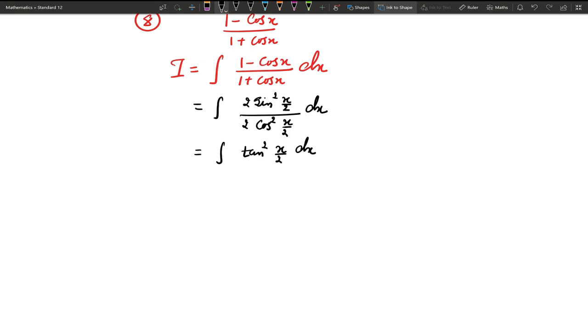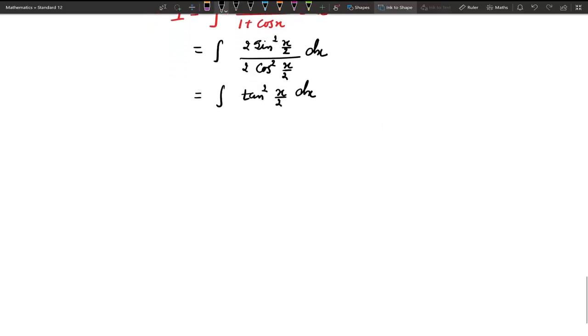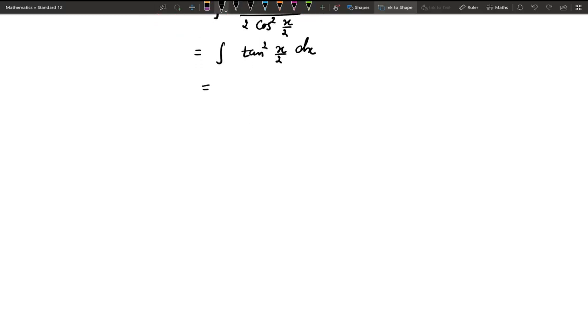Separately we have already discussed how to integrate this. So for tan squared we have to remove the power. So integration of tan squared x: to integrate this, replace using the identity, tan squared x by 2 is sec squared x by 2 minus 1 dx.